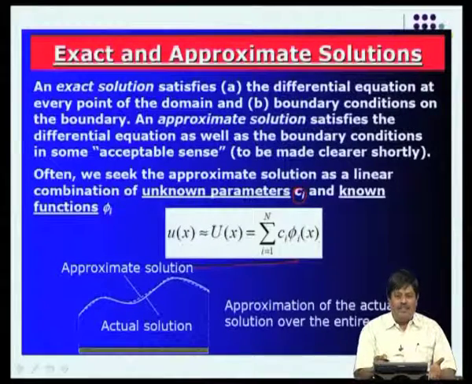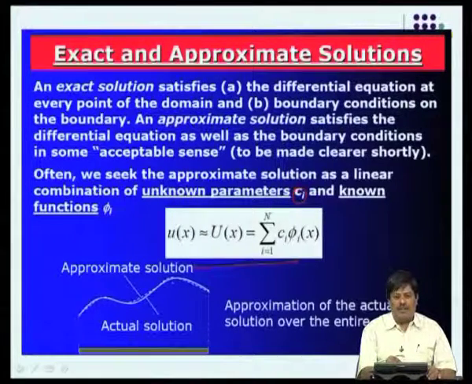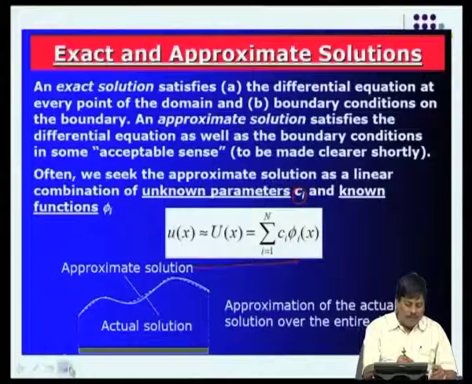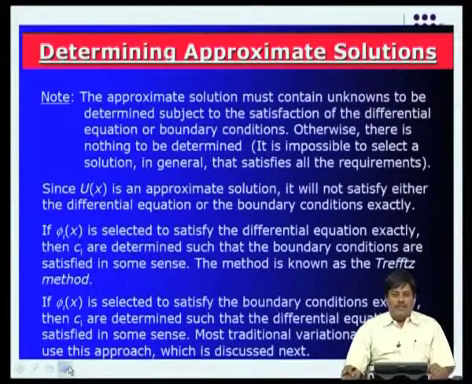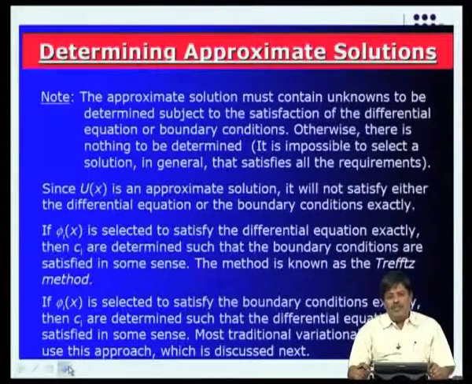So, if you plot this variation, what we are looking at is the difference between an exact solution and an approximate solution, which is shown here. The dotted line is the approximate solution, which does not fall exactly on the exact solution line, but it is more or less very near the exact solution. We should note that an approximate solution must contain unknowns to be determined, subject to satisfaction of the differential equations or the boundary conditions. Of course, if we do not have unknowns, we have nothing to determine.